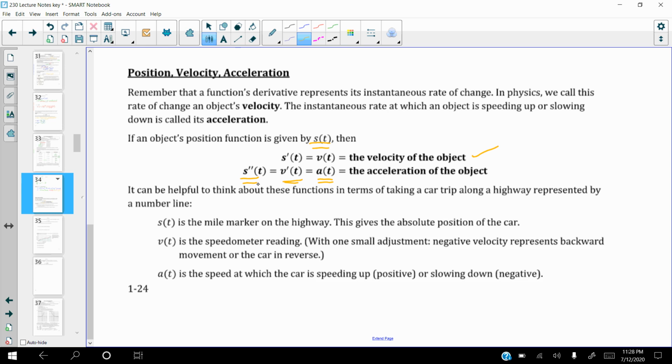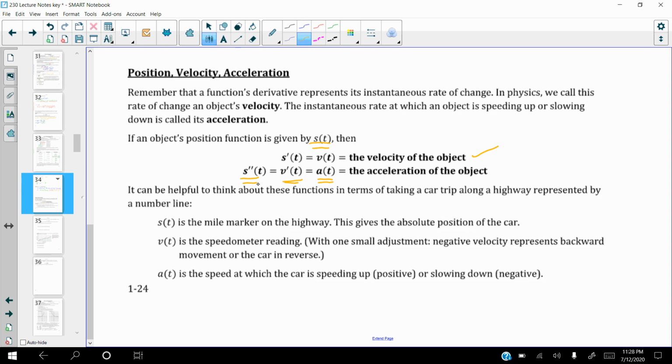V of t is the speedometer reading. So as you look down at your speedometer, as you pass mile marker 124, it says whatever it says, 57 miles per hour. That is your instantaneous velocity, instantaneous rate of change at the moment in time that you're looking at the mile marker.